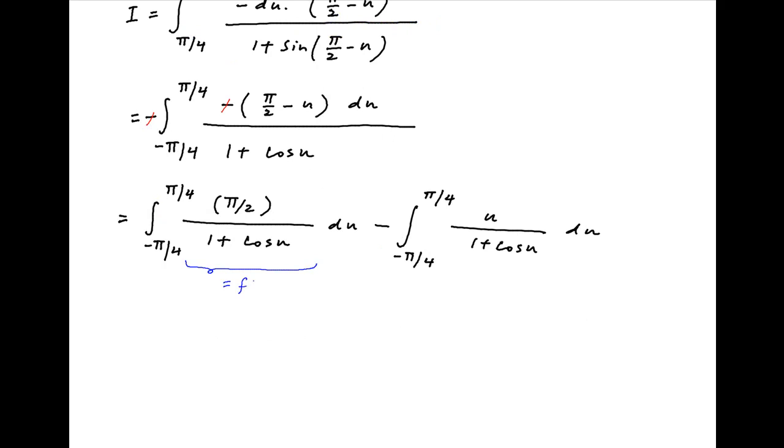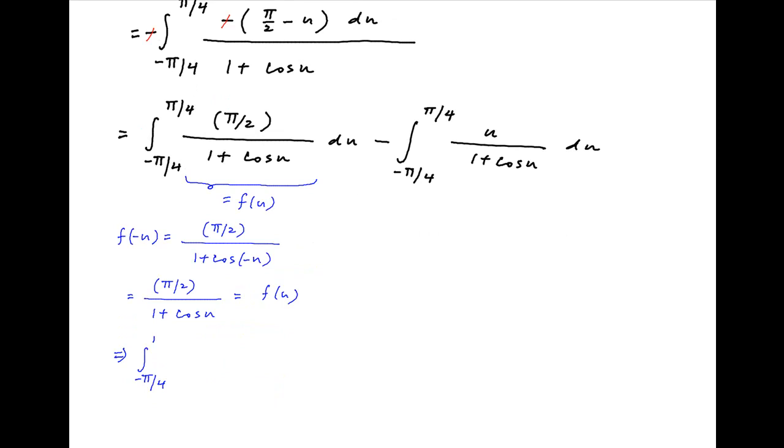Now let's denote the integrand in the first term by f(u). Note that f of minus u is equal to pi upon 2 divided by 1 plus cos of minus u. Cos of minus u is equal to cos u, and therefore f of minus u is equal to pi upon 2 divided by 1 plus cos u, which is equal to f(u). In other words, f(u) is an even function, and therefore using properties of definite integrals, integral minus pi upon 4 to pi upon 4 of f(u) du is equal to 2 times integral 0 to pi upon 4 of f(u) du.